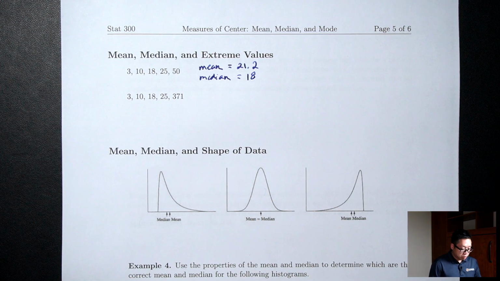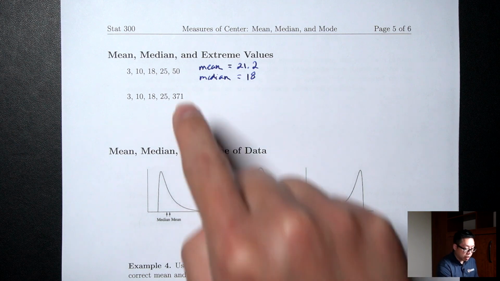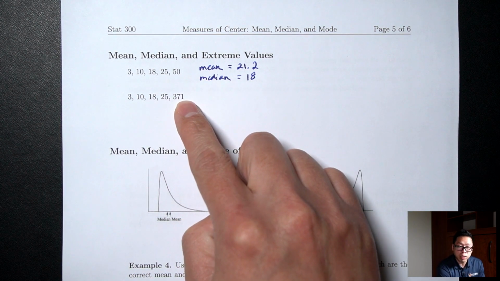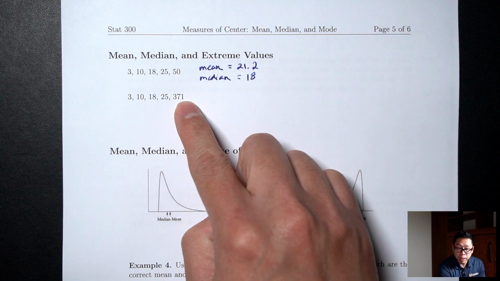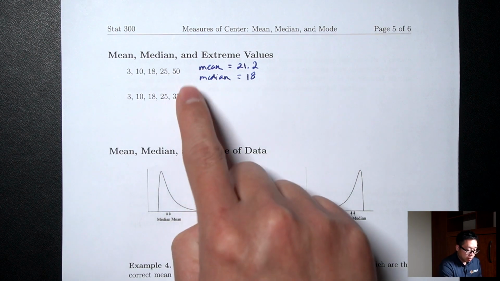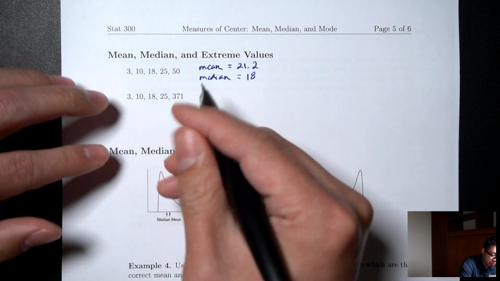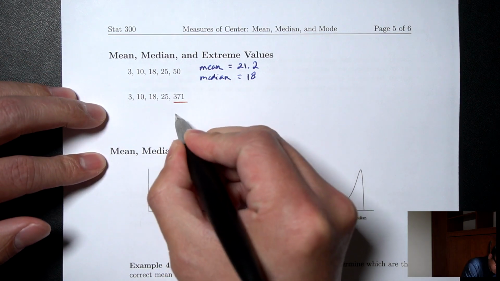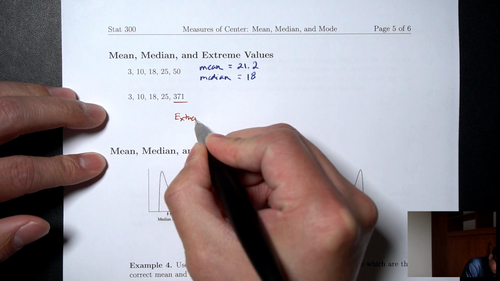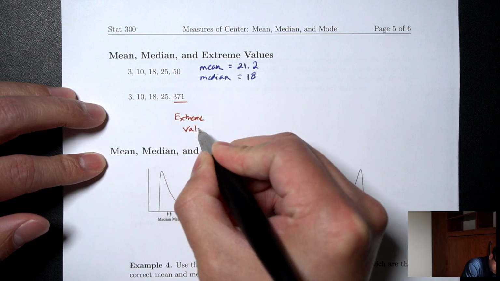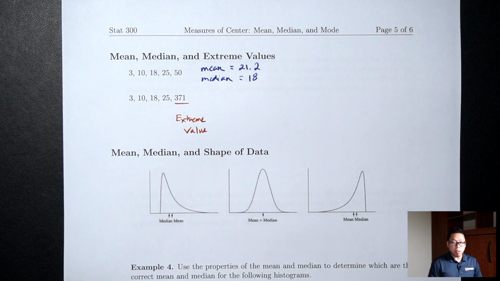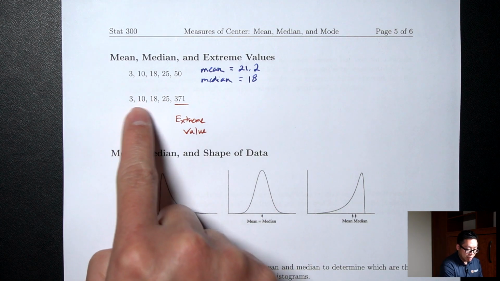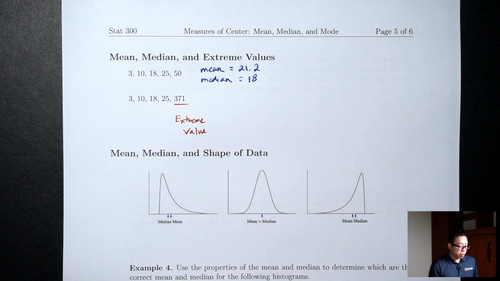Now, the second set of numbers are the same numbers except I changed the 50 and switched it out with a 371. So a number that is way bigger compared to the rest of the data. That's called an extreme value. Extreme values are data values that are either way big or way small compared to the rest of your data. So 371 is way bigger than these other numbers, 3, 10, 18, 25. And now let me do the same thing. Find the mean and find the median.